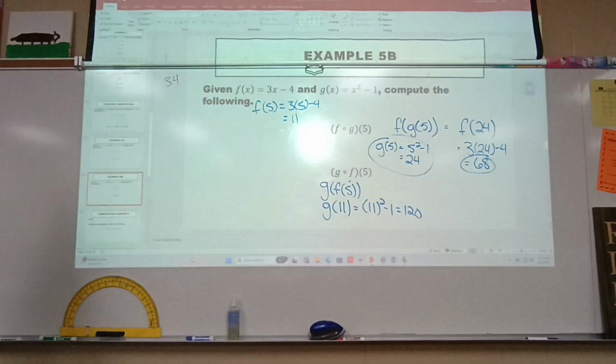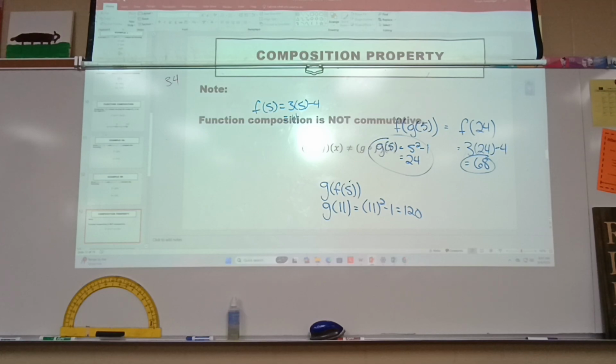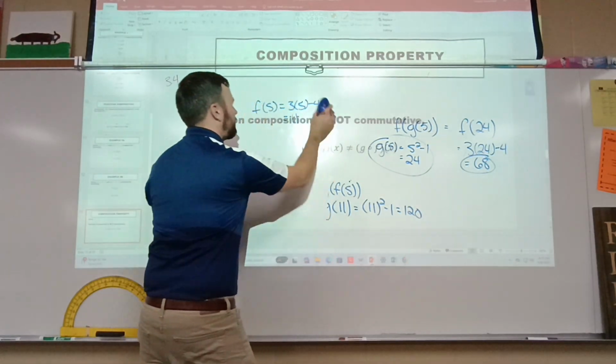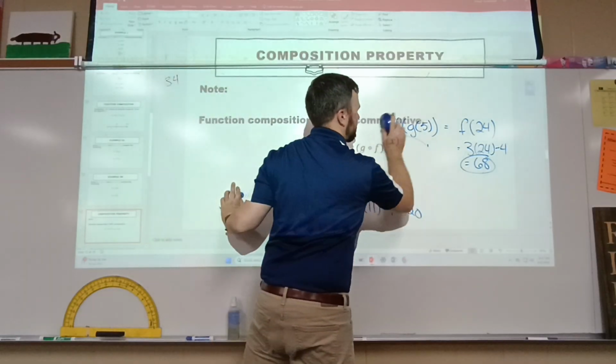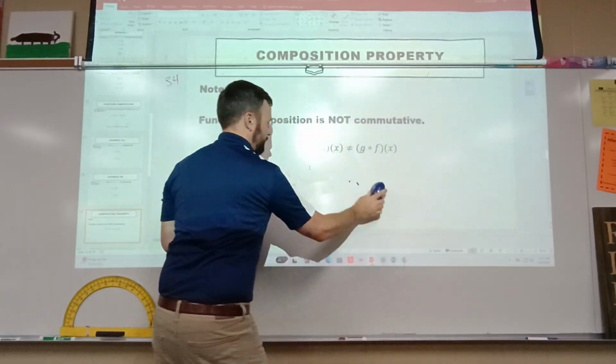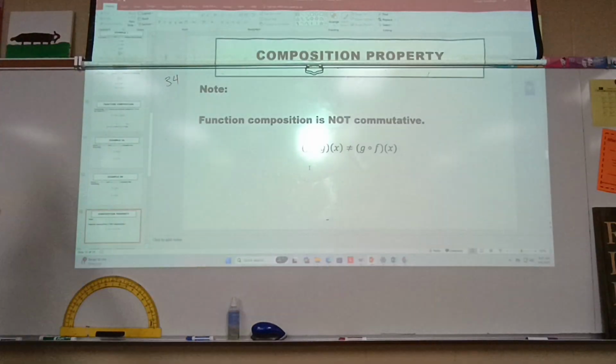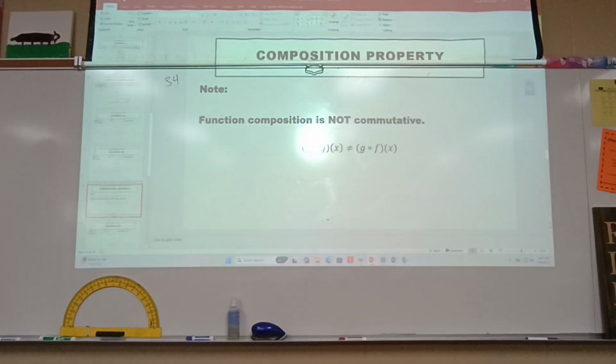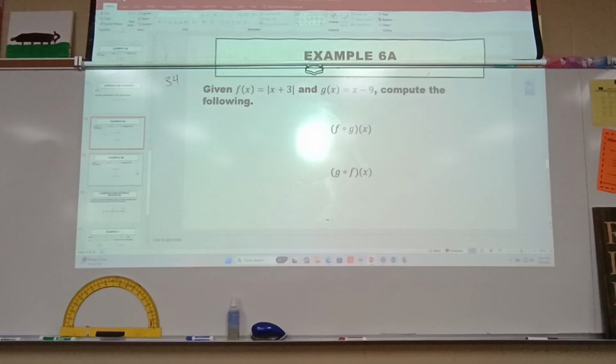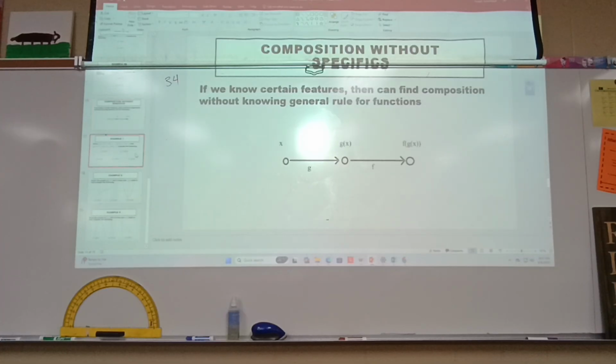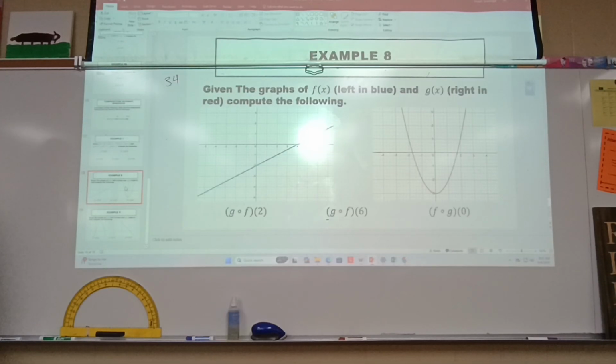Okay? So the big thing is, this is not commutative. They're not the same. If they are the same, that's something really special. That's called an inverse. All right? That's just proving it there. We will do the graphs tomorrow. It'll take probably 5 to 10 minutes.